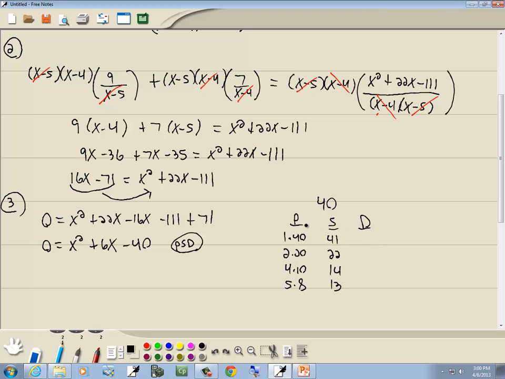Difference column. Subtract smaller from larger. 40 minus 1 is 39. 20 minus 2 is 18. 10 minus 4 is 6. 8 minus 5 is 3. Now, the number we're looking for is the number in our middle term, which is 6. So we're going to use 4 and 10.